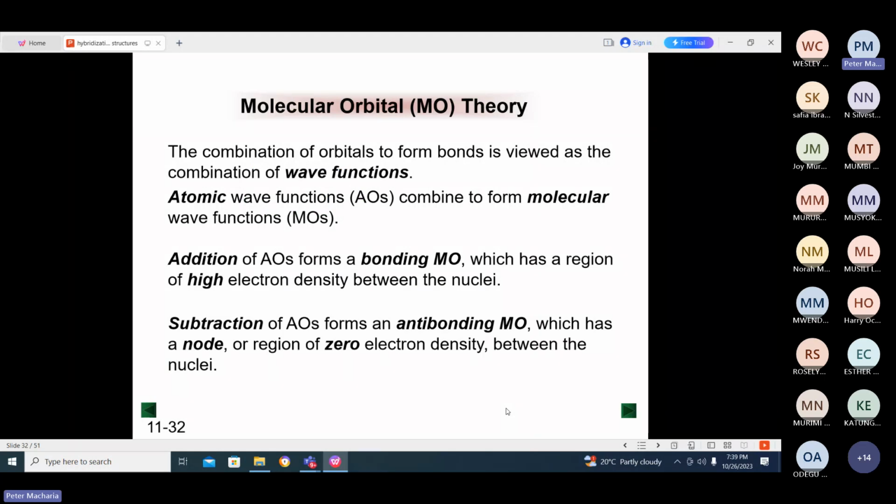Now, lastly, in looking at molecular or covalent bonding, we look at another type of theory known as molecular orbital theory. Molecular orbital theory argues that when atomic orbitals combine, we end up with two types of molecular orbitals: bonding orbitals and non-bonding orbitals. So in molecular orbital theory, the total number of molecular orbitals is equivalent to the total number of atomic orbitals that are involved. So of the total number of molecular orbitals formed, some will be bonding while others will be non-bonding.